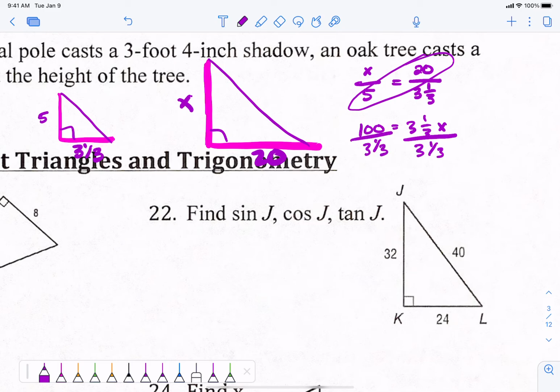And X is 30, you said? Not exactly, I got 30.003. Did you type in 3.3? Did you type in 3 1/3 exactly? Just chill out, please. 33.3, that doesn't make any sense. No, I got 100. So 100 divided by 3 1/3. That's what it says on my calculator.